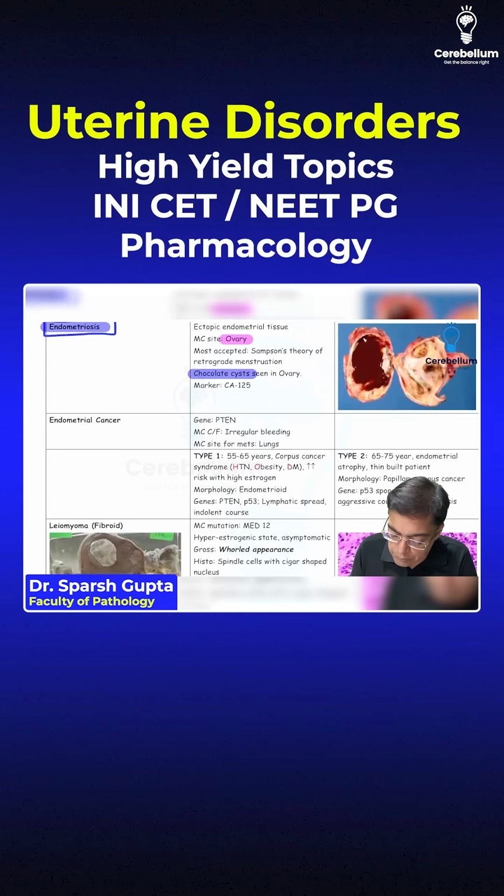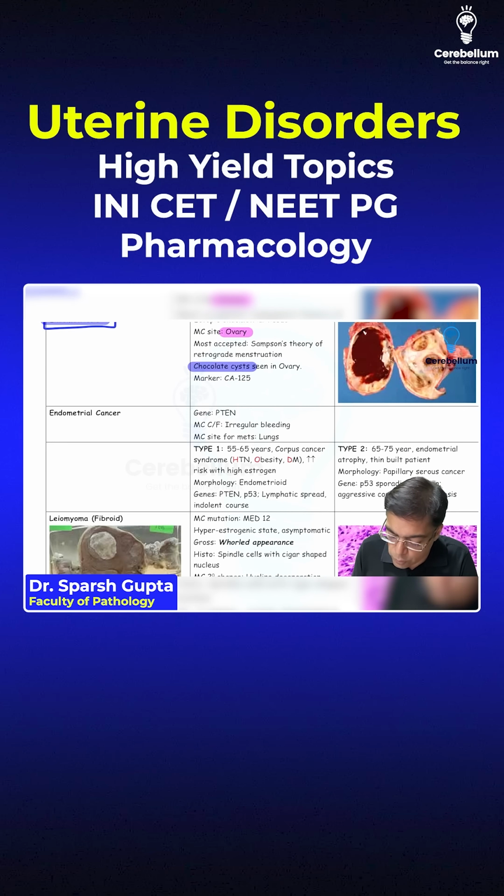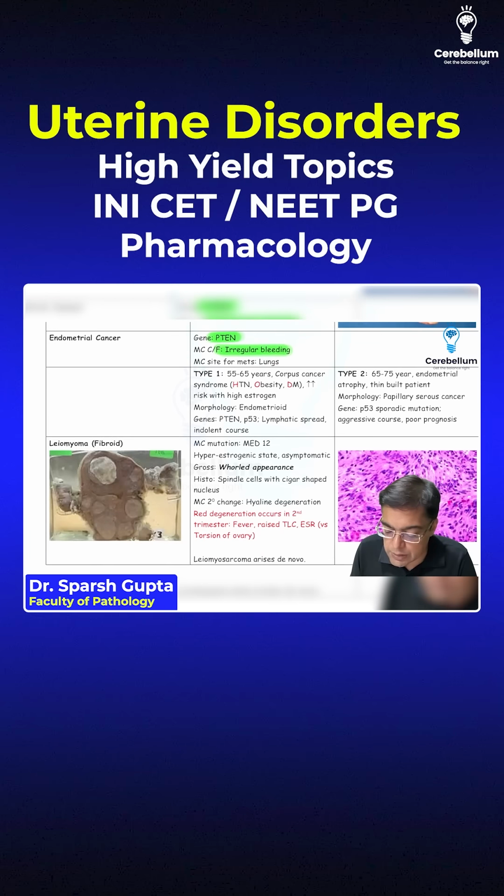We are going to be talking about endometrial carcinoma, which can be associated with a gene like the PTEN gene, and its clinical presentation is irregular bleeding. There are two variants of endometrial carcinoma, the type 1 variant and the type 2 variant. Of course, you're aware, the type 2 variant is seen in elderly individuals, associated with atrophy, in patients with a thin build.